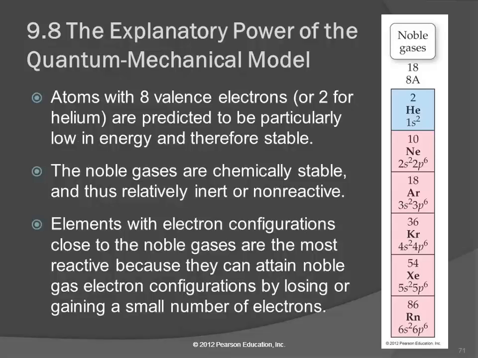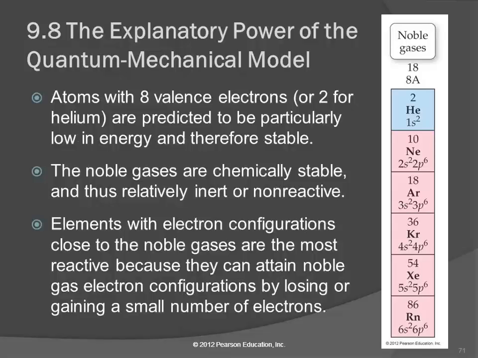So it turns out that having 8 valence electrons, or 2 for helium, is unusually stable. It's extra low in energy. These noble gases are very stable, and so they tend not to react with anything else.